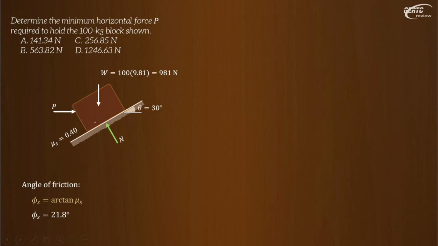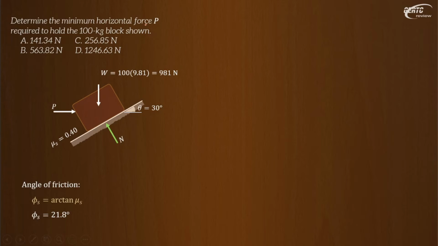Now, many students would say going down because it is opposite to P. Many would think that way. But take note that friction is not opposite to the force. Friction is opposite to the motion or to the tendency to move. So you have to identify the tendency of motion.